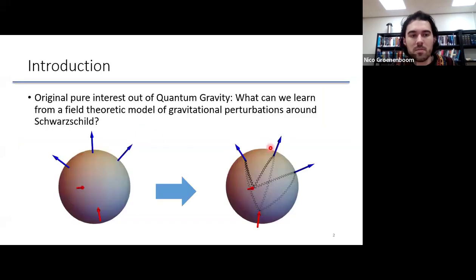Okay, so the original drive for our research was a pure interest question out of quantum gravity. Namely, what can we learn from a field theoretic model of gravitational perturbations around a black hole? Most of the time when people do field theory close to the horizon, it's a field theory in curved spacetime where there are some ingoing and outgoing modes, but these don't have any interaction. And we wanted to ask the question, what happens when we add interaction between these modes, specifically interaction by a gravitational perturbation?